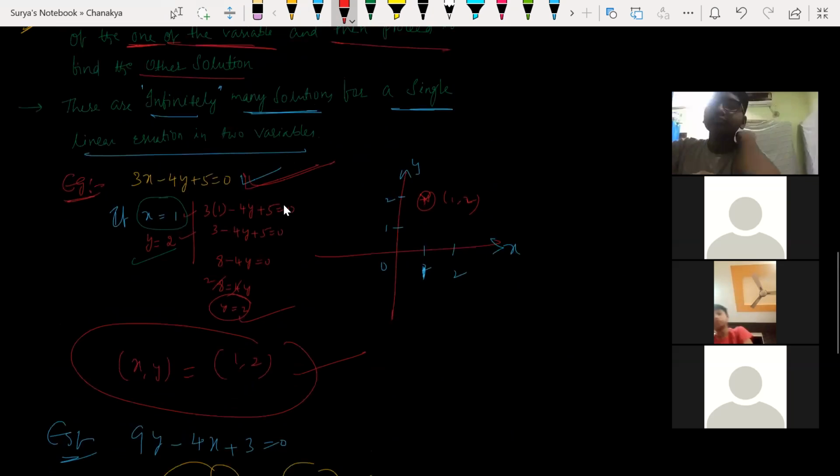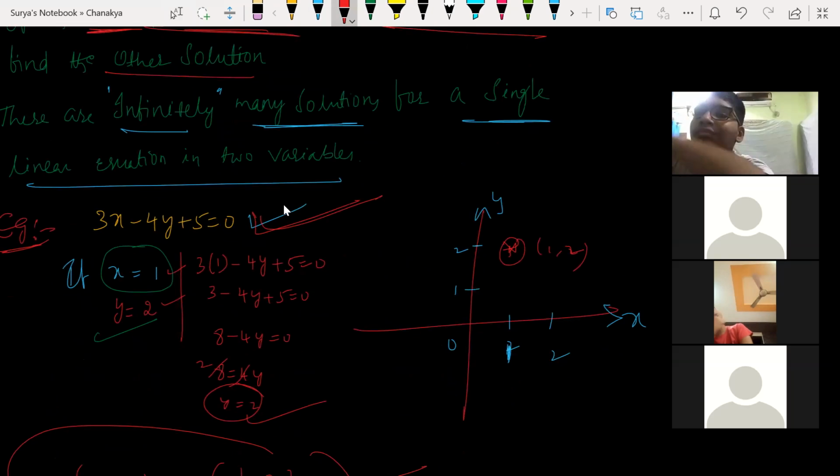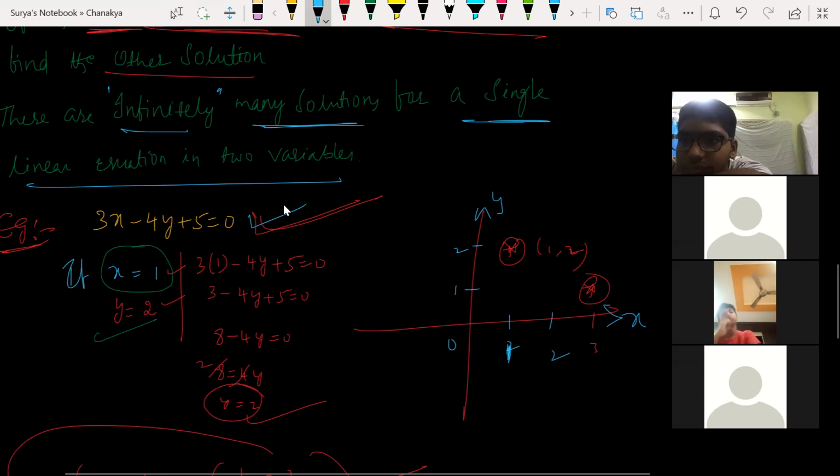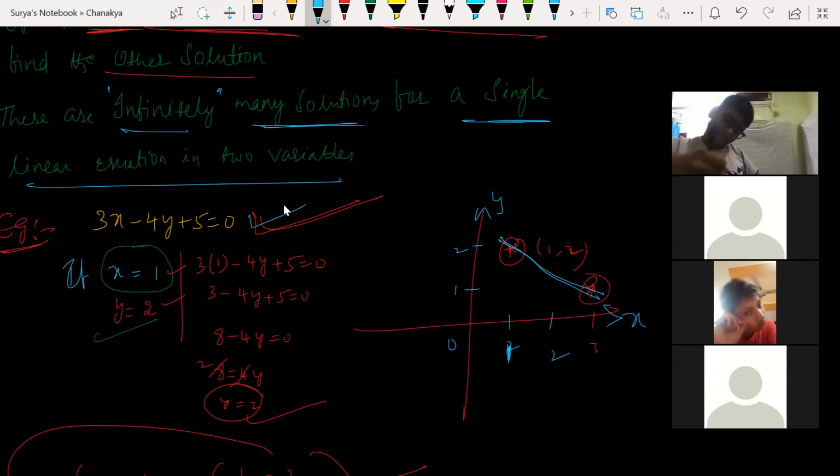Let us plot 3 comma 1 on the graph. So where could it be? 3 comma 1 could be here. So let me draw a line here like this. We have to join these 2 points. What I told you for a linear equation, how the graph will be, it could be like this, it could be like this, it could be anyhow.